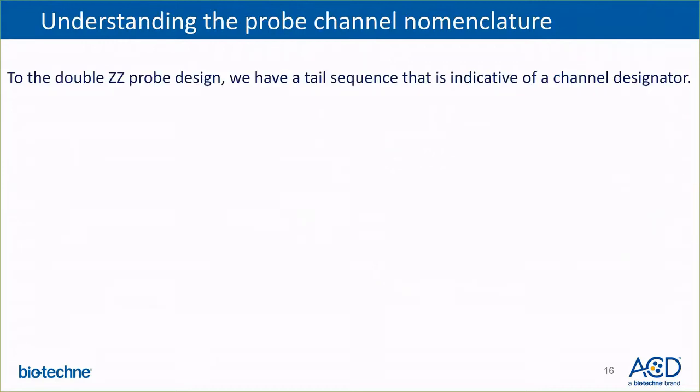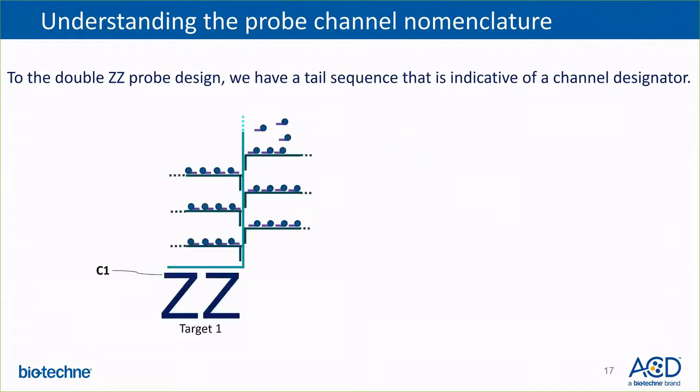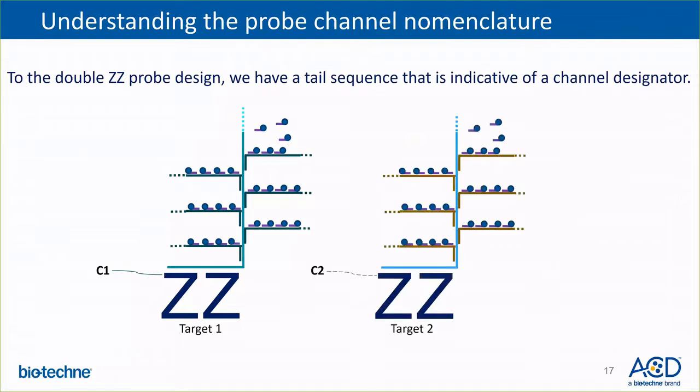In order to detect multiple mRNAs simultaneously, multiple amplification trees must be built. With that in mind, we must ensure specificity. The specificity is ensured by adding a unique tail sequence to the probes, meaning to the double Z probe design, we have a tail sequence that is indicative of a channel designator. For example, a C1 probe has a specific C1 tail sequence that will only allow for binding of the subsequent C1 preamplifier, amplifier, and labeled probe molecules. Likewise, a C2 probe will have a separate and unique tail sequence.